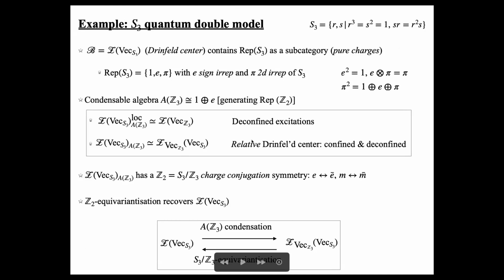This is the S3 quantum double model. I denote S3 in this way, where the generators are R and S, S is a transposition, R is a cyclic permutation. And the topological order corresponding to this S3 quantum double model is the Drinfeld center of S3. So this captures the charges and fluxes of this S3 gauge theory. And importantly, this contains Rep S3 as a subcategory. This describes the pure charges in your S3 quantum double.